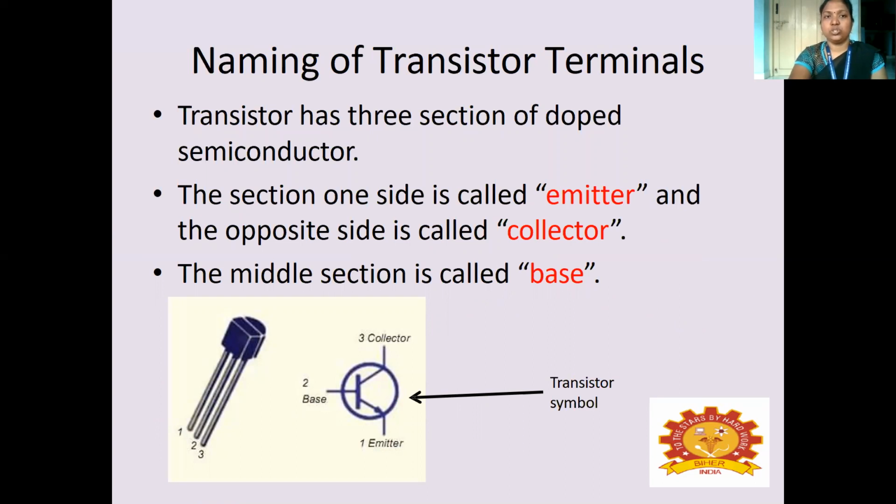So now we will see the terminals of the transistor. A transistor has three sections of doped semiconductor. The section on one side is called the emitter, opposite to the emitter is called the collector, and the middle section is called the base. You can see two different diagrams of a transistor, where 1, 2, 3 define the three terminals of the transistor. One is an emitter, opposite to that we have a collector, and in between the emitter and the collector we have a base. And you can see the arrow mark, which means that it is the emitter. So this is the symbol of a transistor, and it should always be drawn inside a circle.